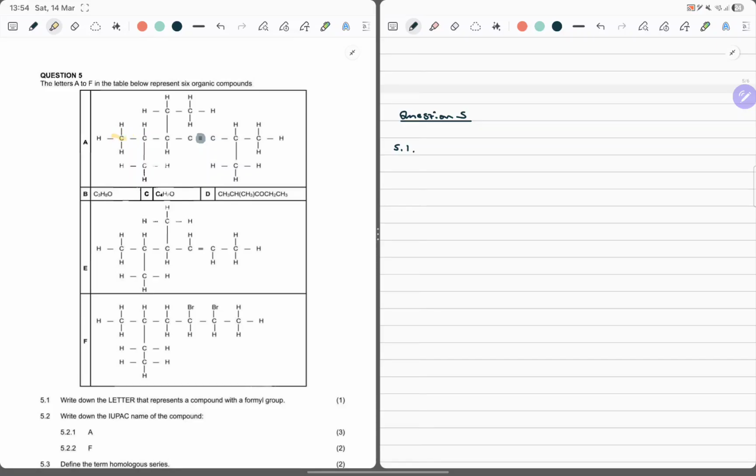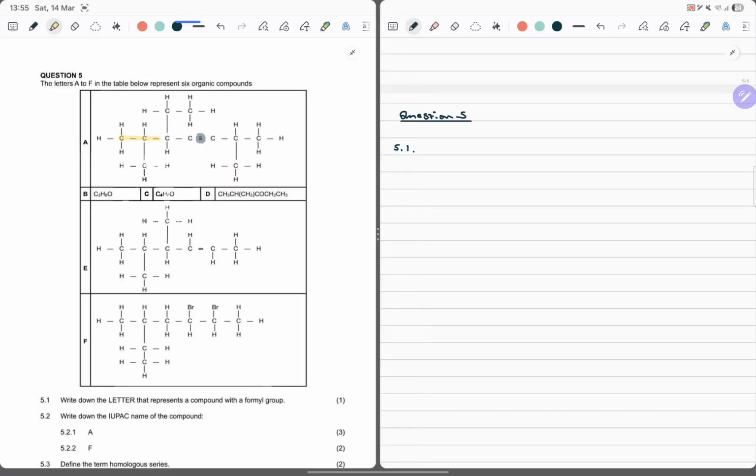So let's see. If we start here straight, always check the straight first. 1, 2, 3, 4, 5, 6, 7. So there's 7 carbons on the straight chain. How about we bend it? Let's start from here. 1, 2, 3, 4, 5, 6, 7. Good. Let's bend it more. 1, 2, 3, 4, 5, 6, 7. So we can easily see that whether we bend it or we leave it straight, there's 7 carbons. How about we start from this end? 1, 2, 3, 4, 5, 6, 7. How about we change it back again? 1, 2, 3, 4, 5, 6, 7. Can you see? The longest chain, no matter how we look at it, is 7 carbons.